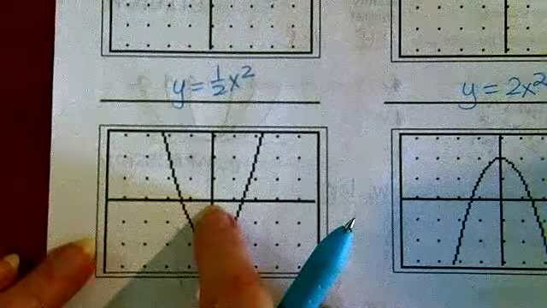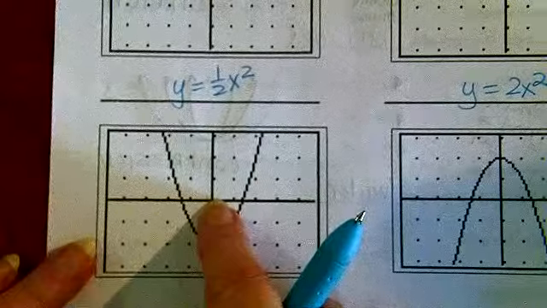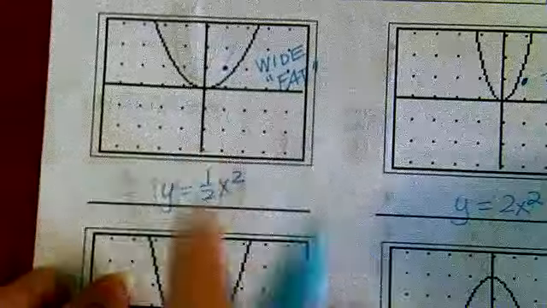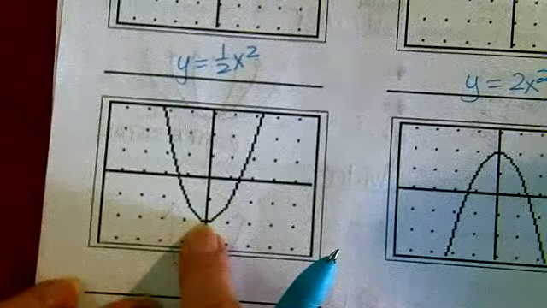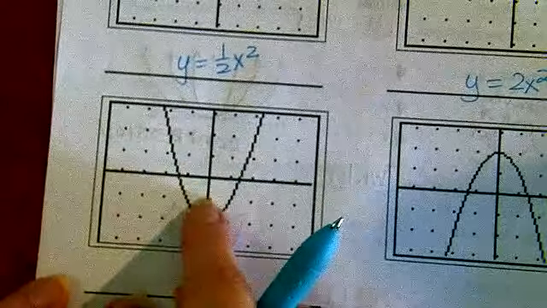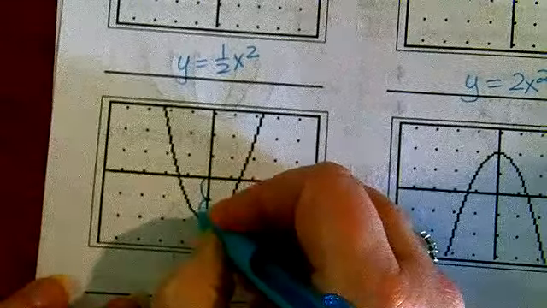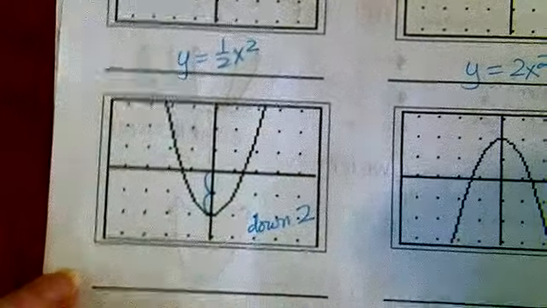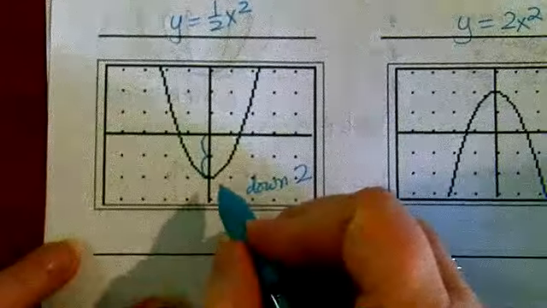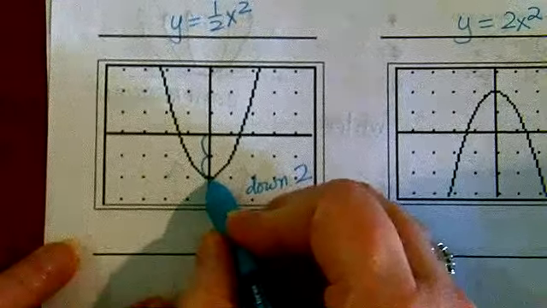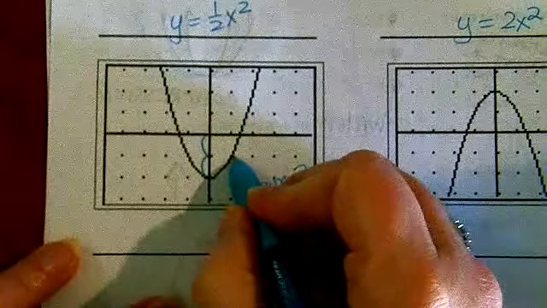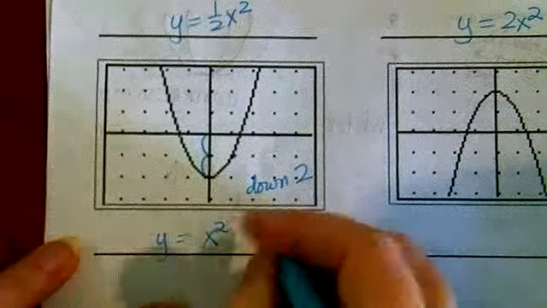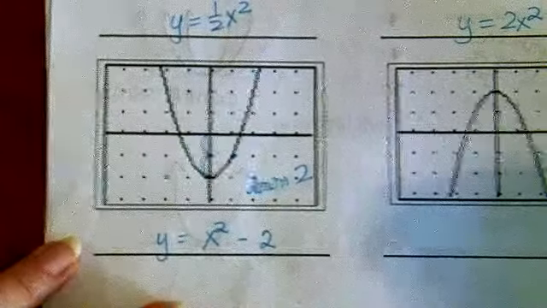Now what about this one? Well, this one right away, it's not starting at the right point. Now, they all start at the origin, so this one has moved down. Start from here, 1, 2. So this one went down 2. Is it regular, skinny, or fat? I'm going to start at the vertex, over 1, up 1, right on the money. Regular, down 2.